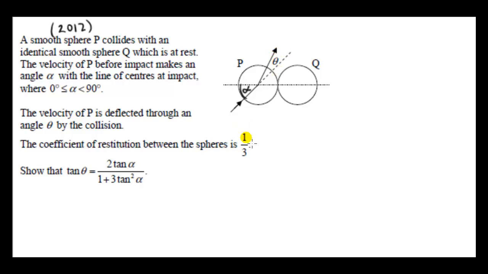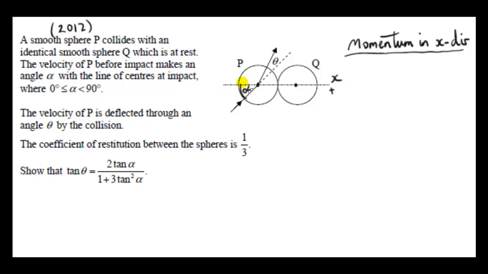The coefficient of restitution between the spheres is 1/3. So we want to prove this relationship between angles theta and alpha. We know from the previous video that the momentum of the spheres in the x direction is conserved. The x direction is the direction of the line joining the centers of the spheres when they collide, so the positive x-axis is pointing to the right.